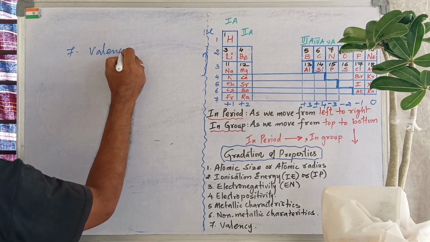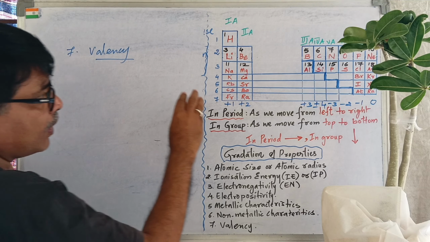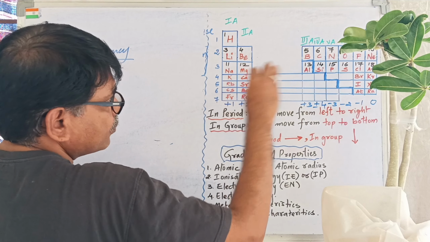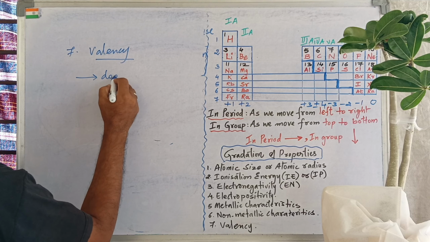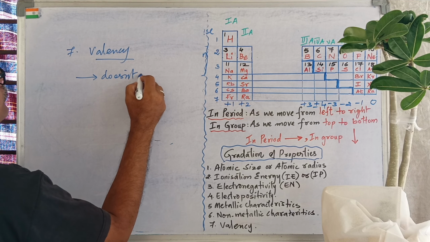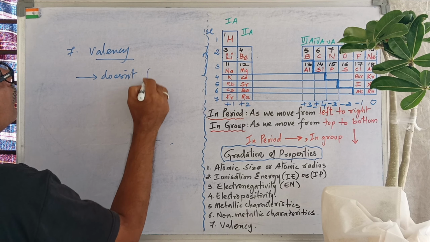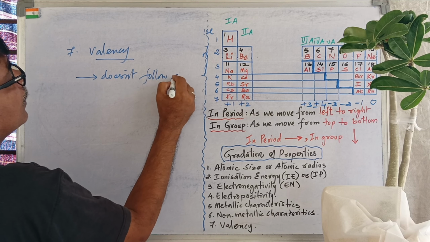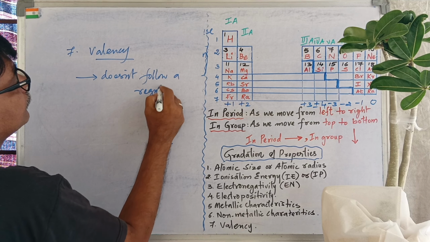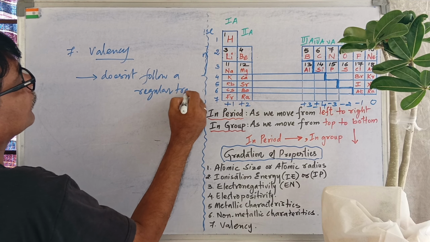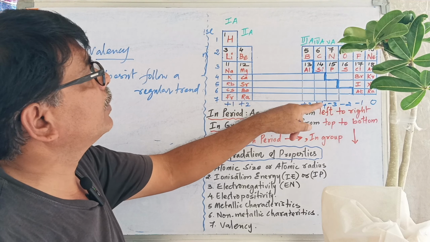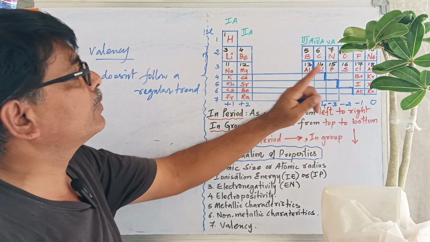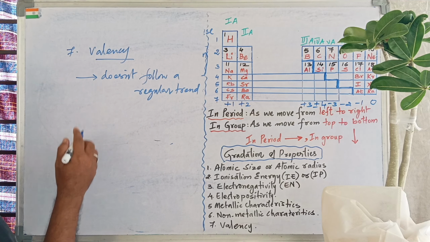This is about the seventh property, valency. So in a period, as we move from left to right, valency does not follow a regular trend. Why? See, starting is plus 1, plus 2, plus 3, plus or minus 4, then it becomes minus 3, minus 2, minus 1, 0. So it does not follow a regular trend.